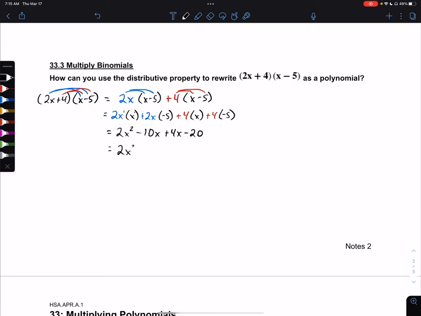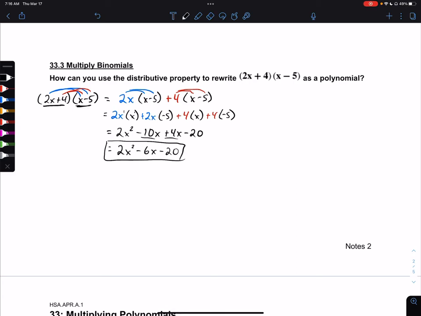Combine any like terms. I see a negative 10x and a positive 4x. So we get negative 6x, sorry about that, minus 20. Okay, so the polynomial 2x plus 4 times x minus 5 would result in this here. Once again, notice that when you multiply two polynomials, the product is also a polynomial. It's to a different degree in this case. Each individual expression, this was to the first degree, this was to the first degree, and notice that our answer winds up being to the second degree.